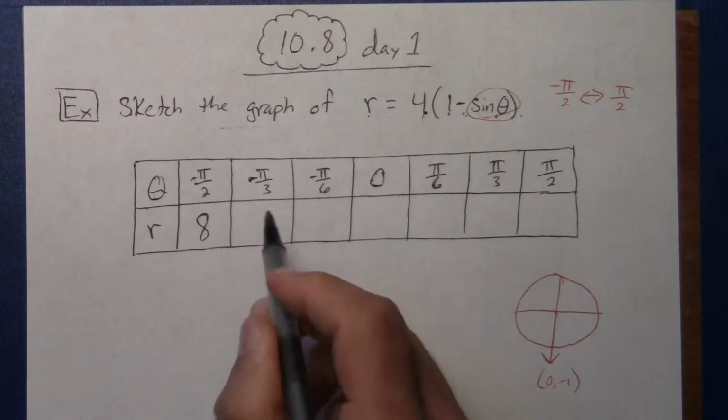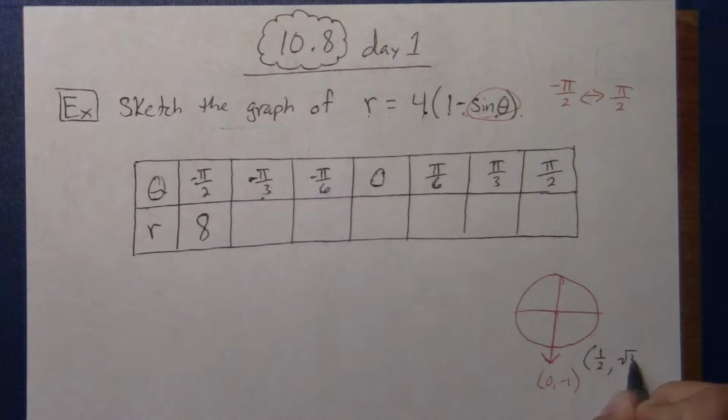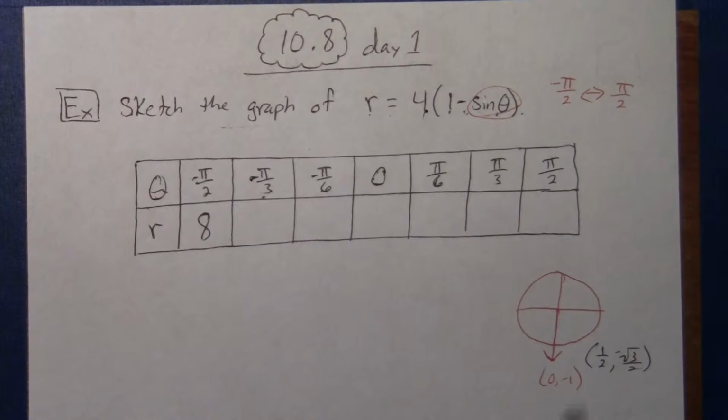Now, I move over to something over 3, so it's a 60-degree reference angle. I know at a 60-degree reference angle, the point is 1/2, square root of 3 over 2. Of course, this is going to end up being negative. And if you have something like this on the test, I will tell you what negative square root of 3 over 2 is as an approximation.